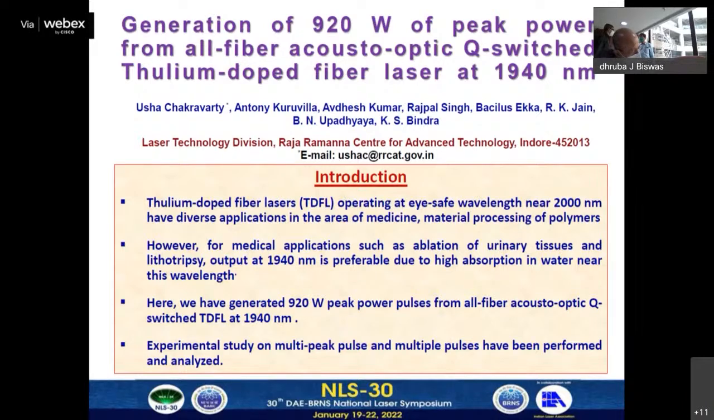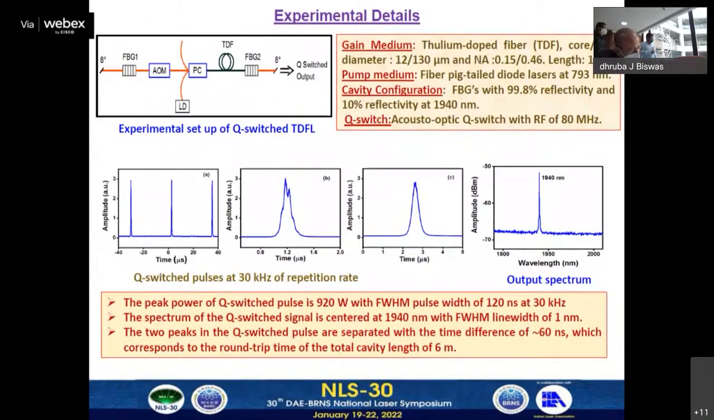In the next slide, these are the experimental details. Here, PC is the pump combiner. FBG1 is a 99.8% reflectivity fiber Bragg grating, and FBG2 is the output coupler, which is 10% reflectivity at 1940 nanometer. AOM is the acousto-optic modulator, which is generating the Q-switched pulses. TDF is our gain medium, that is the thulium doped fiber. In this case, we have generated 920 watt peak power pulses.